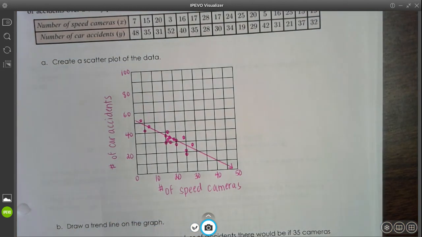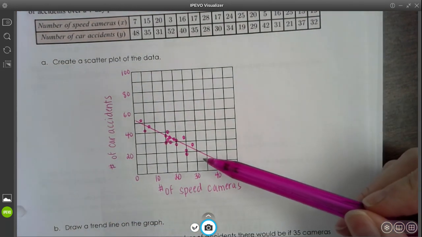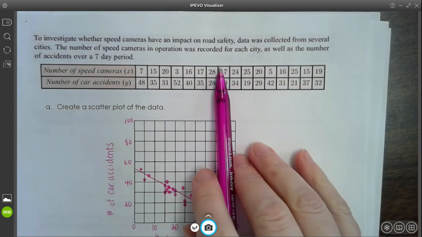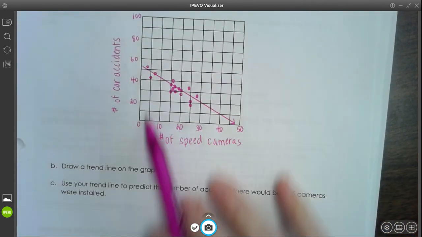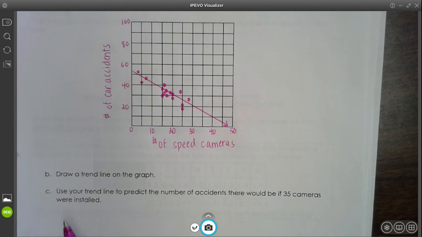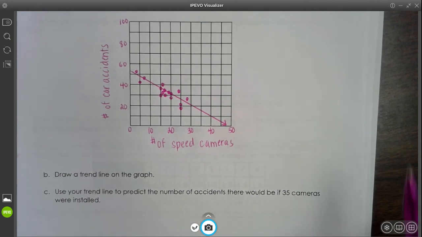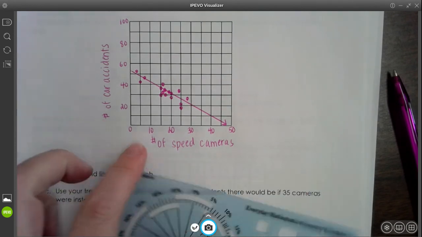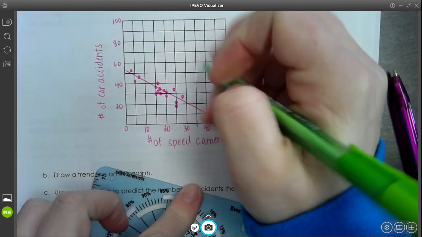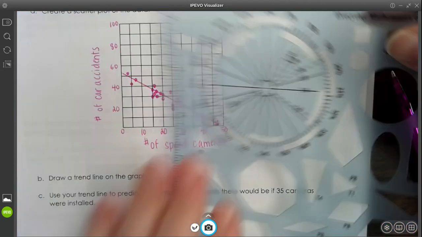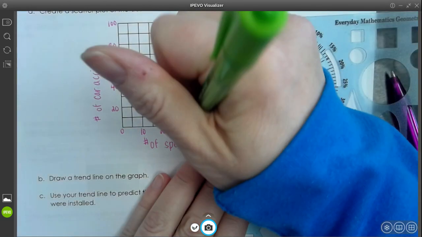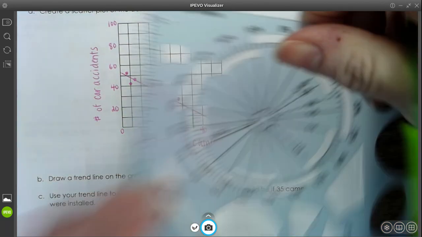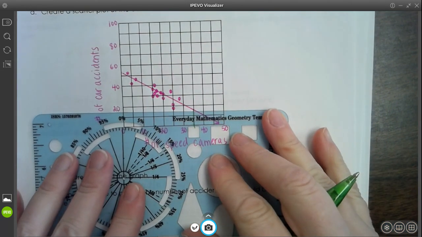Okay, so now I'm going to use this graph. Let's see, that's part A. So B, draw the trend line. We did that. C is to use the trend line to predict the number of accidents there would be if 35 cameras were installed. Okay, so to figure this out, I'm going to take my straight edge again. 35 cameras is going to be here. So I'm going to follow this up to the trend line. And then I'm going to follow that over to the y-axis.